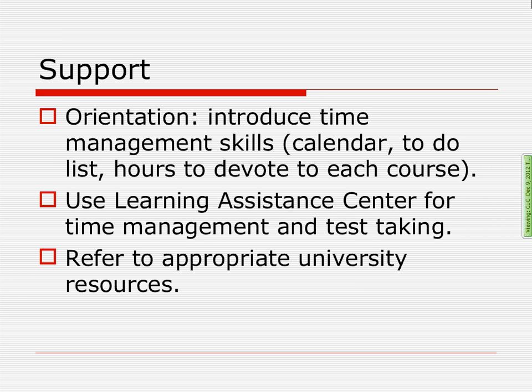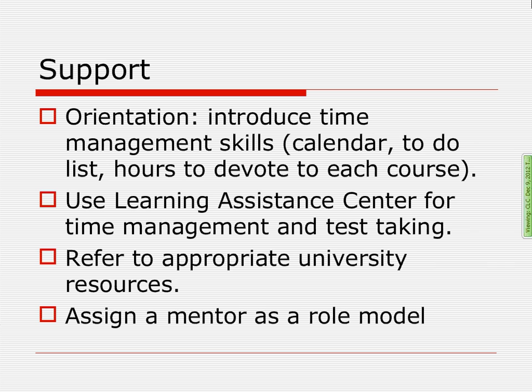Refer them to whatever resources you think will help. If it's financial aid they're having trouble with, refer them to the financial aid office. Assigning a mentor as a role model: I mentioned that there are few role models and few positive images that include other ethnic minorities. If there are people in your community who have graduated from your program, perhaps you can assign a student to that person, who can then function as a role model.